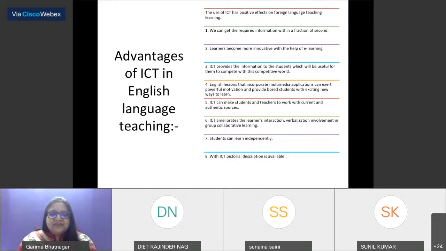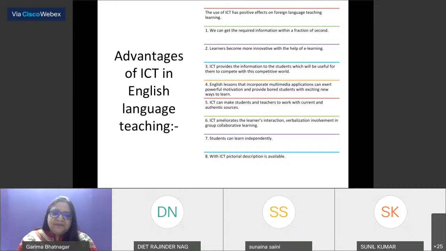So English lessons which have multimedia applications, not just multimedia, but multimedia applications, they motivate our students a lot. And many students who never responded in the classroom start responding because they are not bored if they have multimedia lessons. Multimedia means cartoons and audio visuals that we use, different kinds of media in our classrooms.